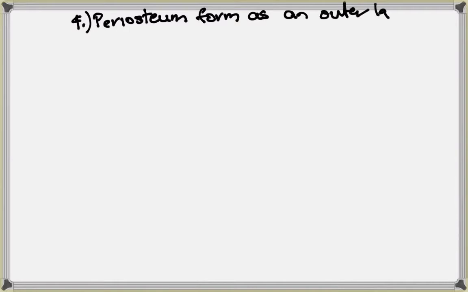And then the next part of this intramembranous ossification, you're going to have what's called the periosteum, and we talked about that in class, that outer layer of connective tissue. This is going to form as that outer layer. And basically, underneath it, we're going to get woven bone, which essentially is the spongy bone.